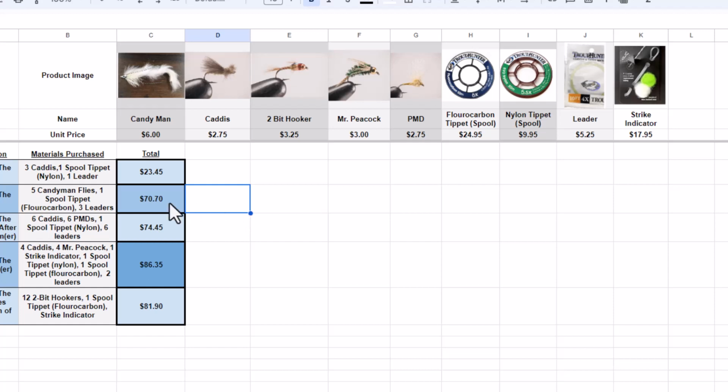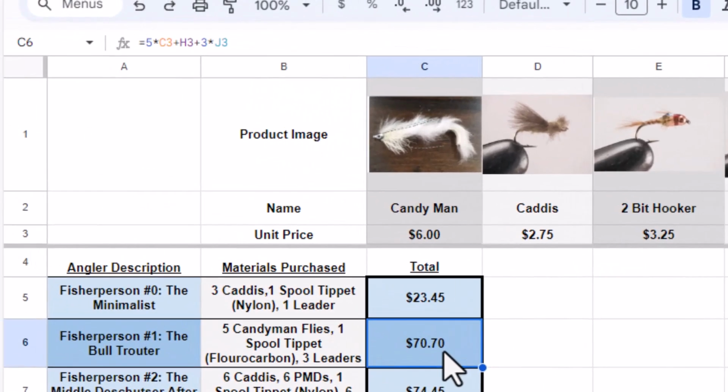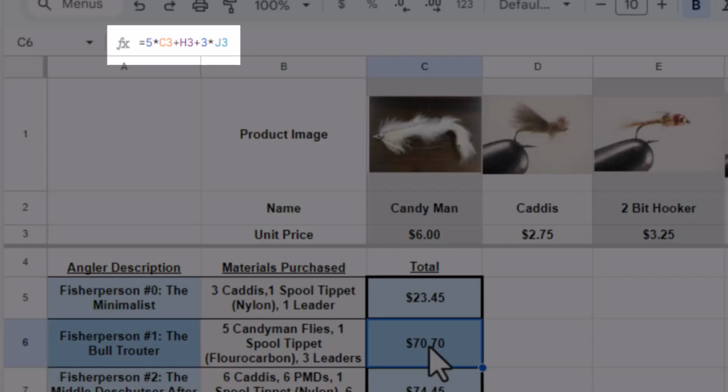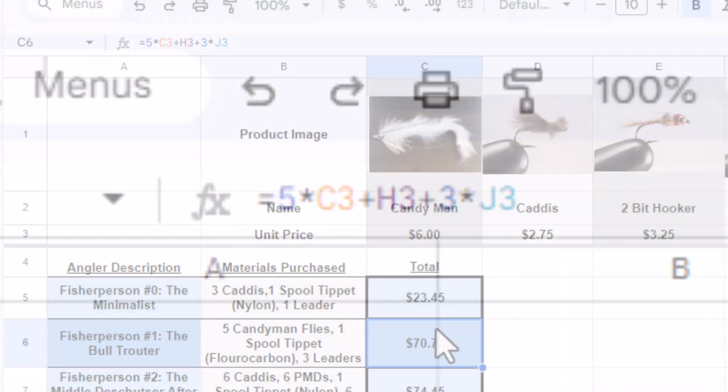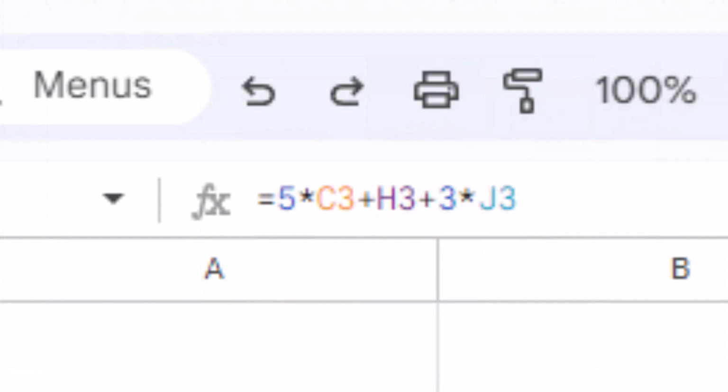I want you to look at some of these formulas besides Fisher Person number 0, which you already looked at. Like, for example, Fisher Person number 1, the Bull Trouter, 5 candy people, a spool of fluorocarbon tippet in 3 liters. Please notice the formula. It's 5 times C3 plus H3 plus 3 times J3. When you do that formula, you do not go left to right.